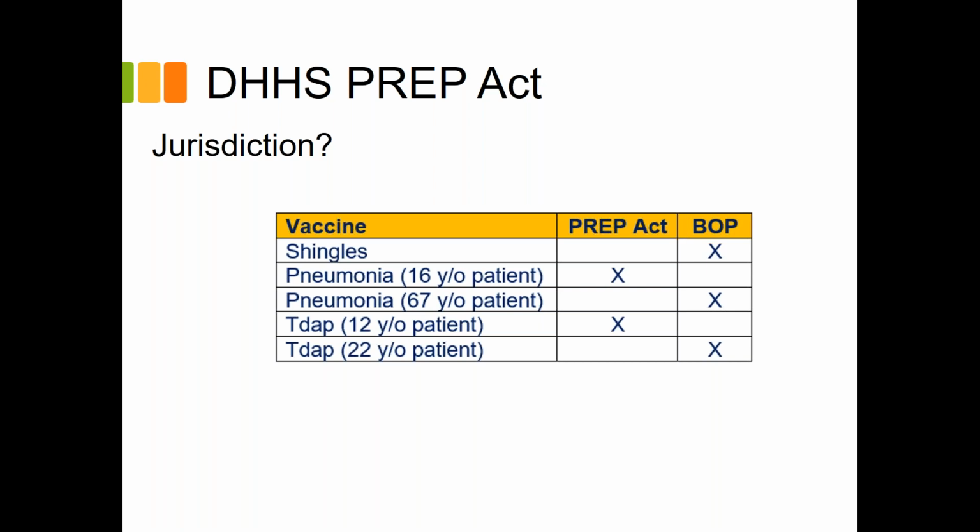So for the pneumonia vaccine for a 16-year-old patient, you'd follow PREP Act requirements, but for a 67-year-old patient, you'd be under the board's jurisdiction and follow their requirements. Same example for Tdap: for a 12-year-old, it would be the PREP Act, and 22-year-olds, since they're over 18, would be Board of Pharmacy. So it is kind of complicated, the PREP Act, trying to figure out whose regulations and requirements to follow.